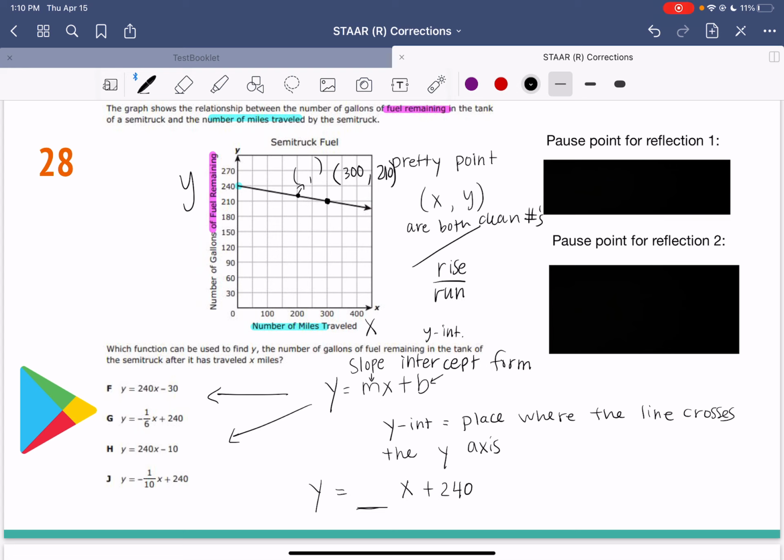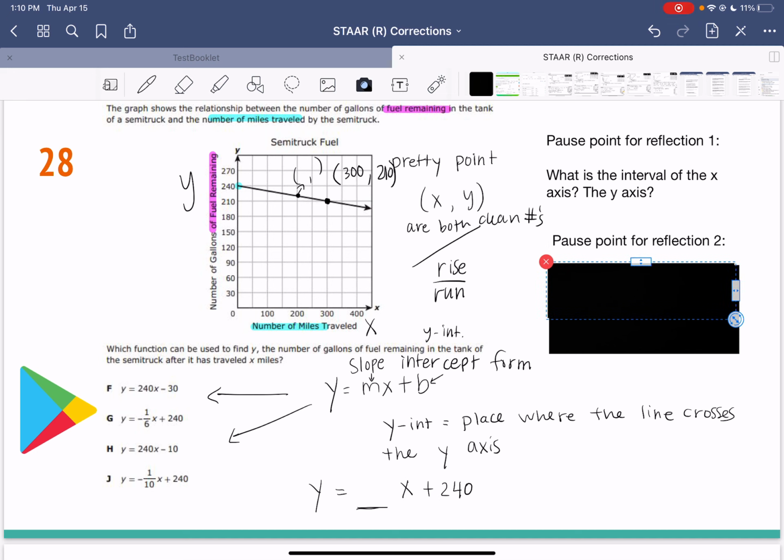And before we do that, pause point for reflection 1. What is the interval of the x-axis and the y-axis?